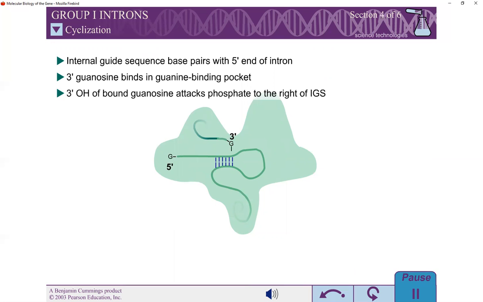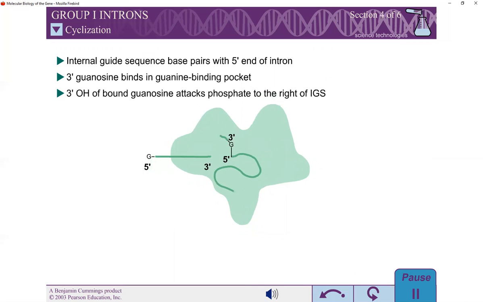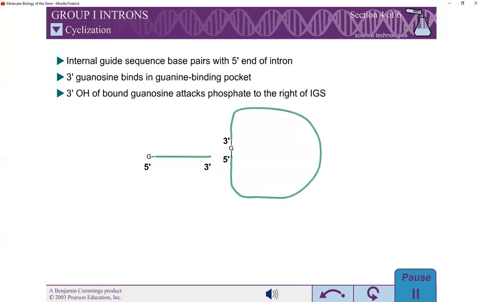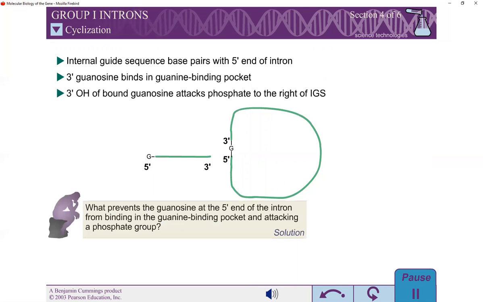The 3' hydroxyl of the bound guanosine attacks a phosphate to the right of the internal guide sequence, using the same transesterification mechanism used to splice the exons. This reaction is called cyclization. Now, this reaction is referred to as cyclization because here a cyclic structure has been produced.